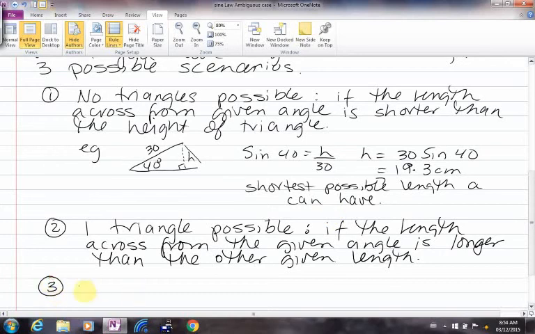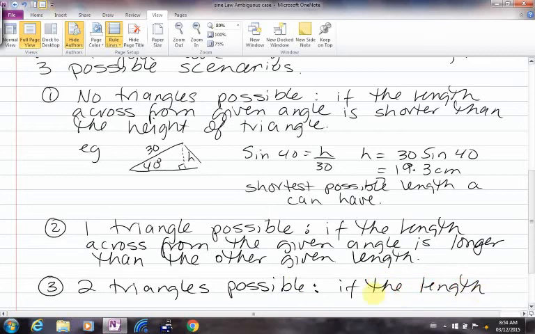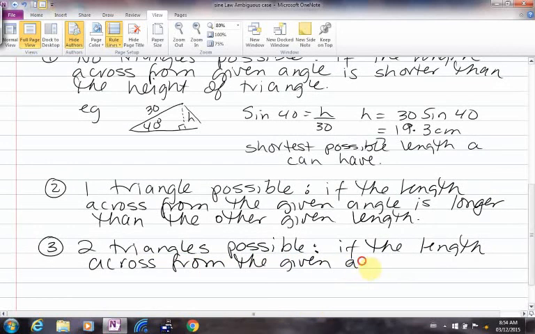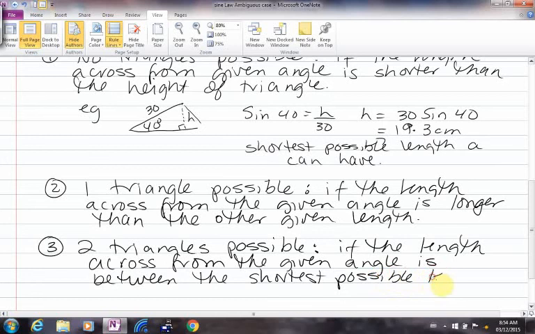The third scenario is two triangles are possible. And that's if the length across from the given angle is between the shortest possible length, which is the height, i.e. height, and the other given length.